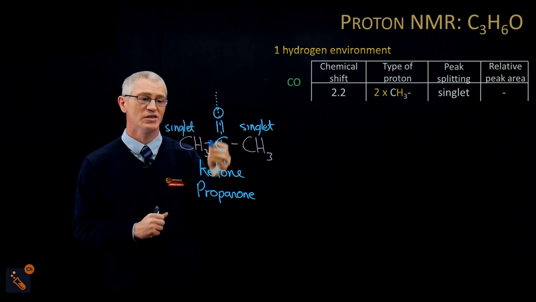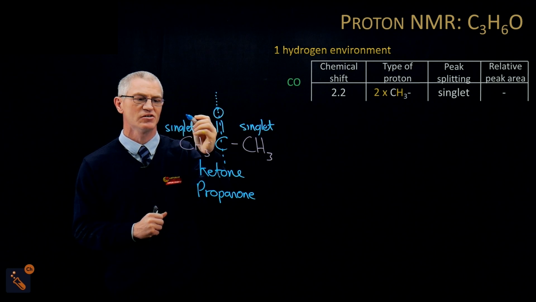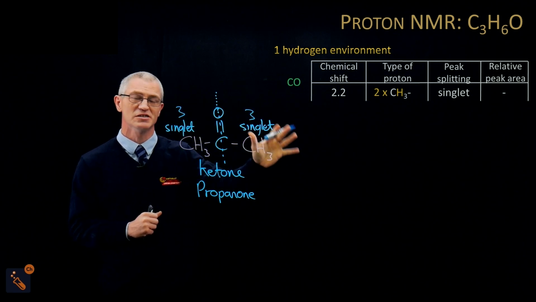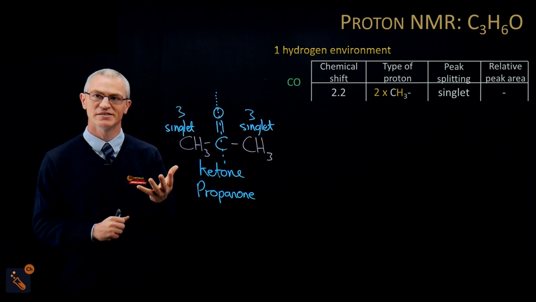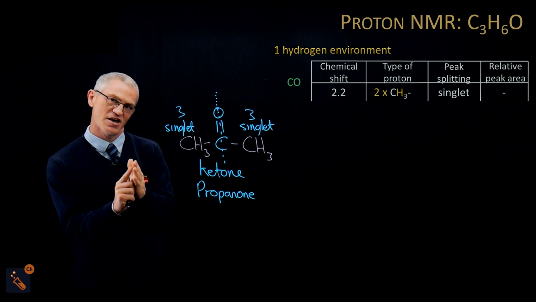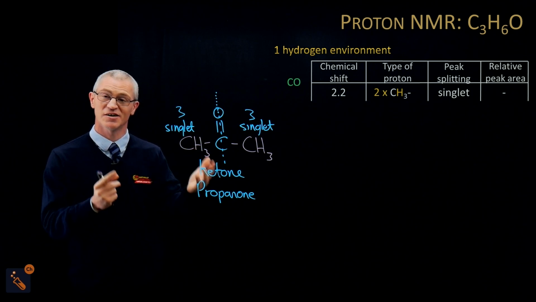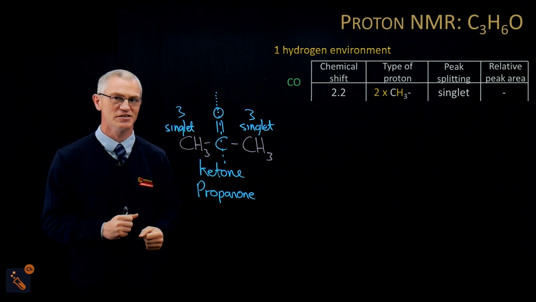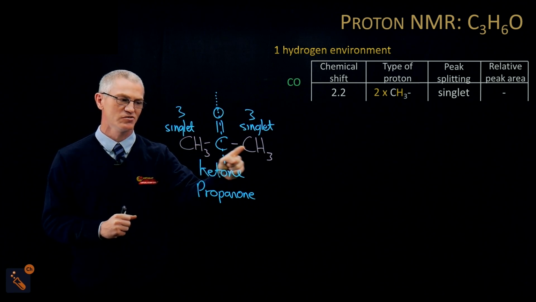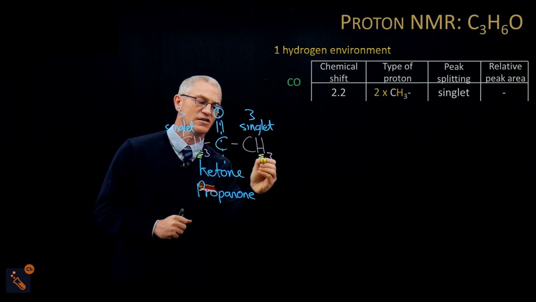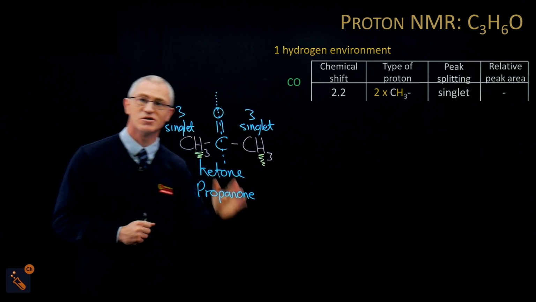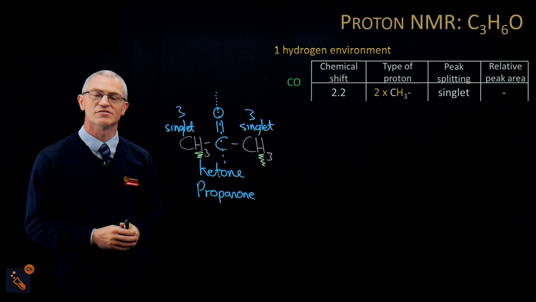It would have a relative peak area. If we did have the relative peak area, it is 3 for this one and 3 for this, so it would be 6. However, there's no relative peak area because the word relative is used. You have to have more than one peak to have a relative peak area, and there's only one peak in this. Those hydrogens here and here are equivalent to each other because of this symmetry down the centre of the molecule.